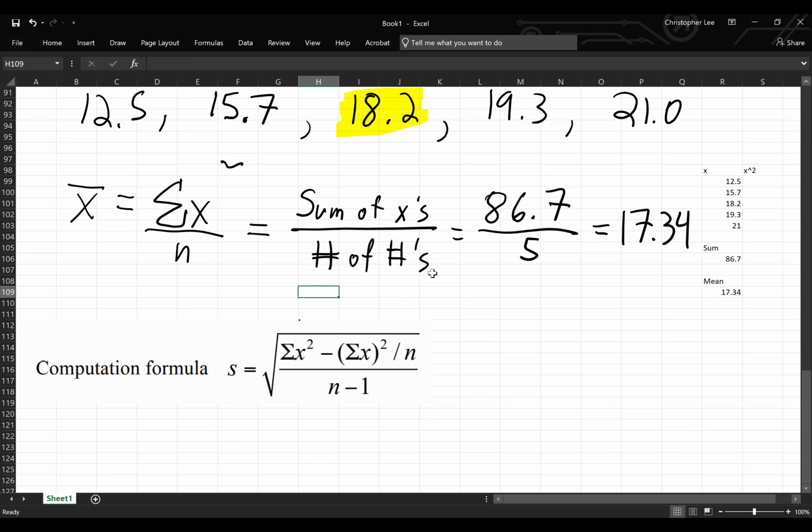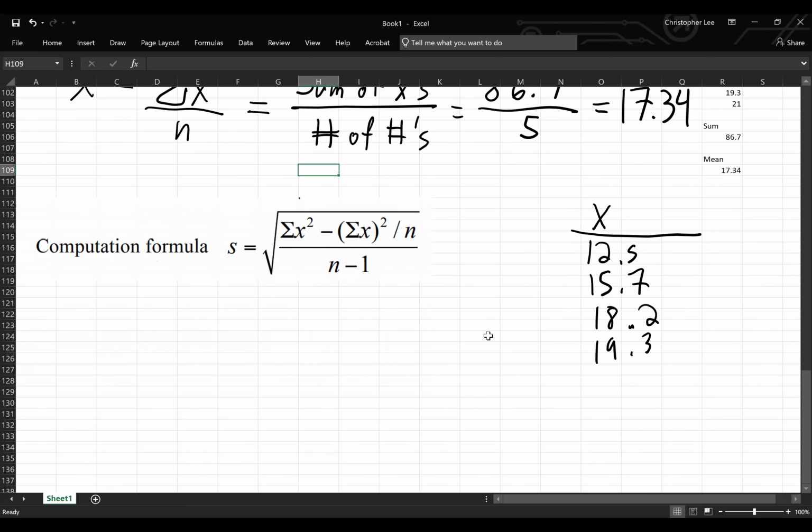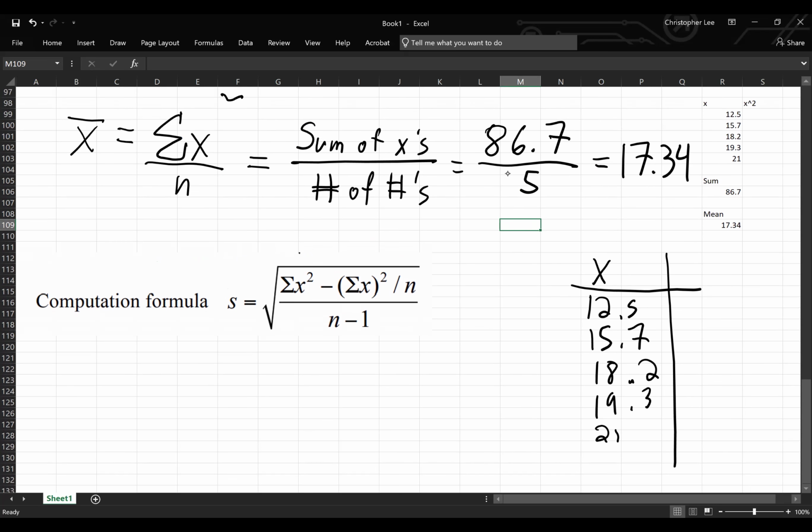But the first thing you need is to make your table. So you write down all your X's: the 12.5, the 15.7, 18.2, 19.3, 21, right? Then you want to square each one of them, right?